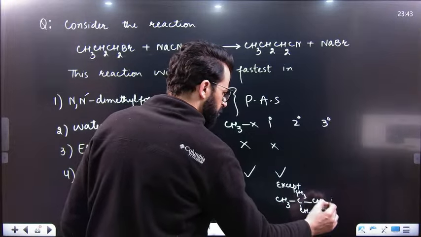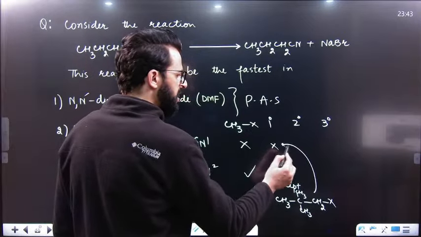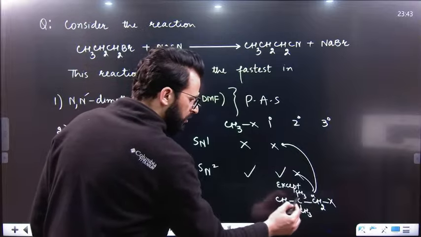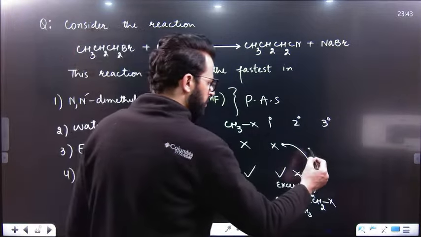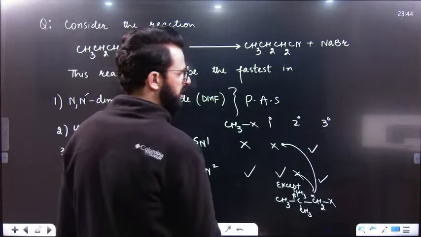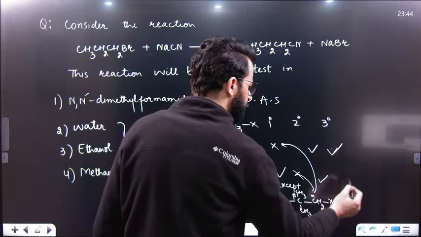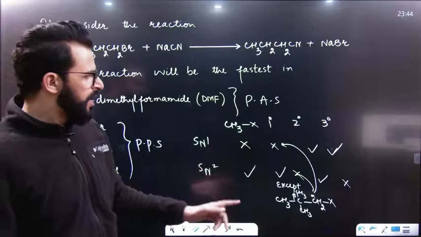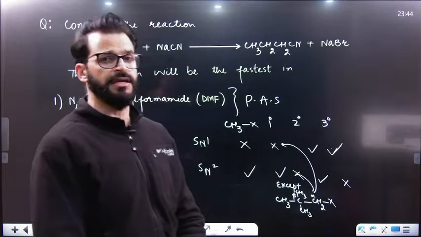This is known as neopentyl halide. Neopentyl halide shows SN1, it will not show SN2 because of steric crowding at the beta position. Secondary alkyl halide will show SN1 as well as SN2. Tertiary will not show SN2, it will show SN1. So this is clear. Now, the only thing is that secondary can show SN1 as well as SN2.